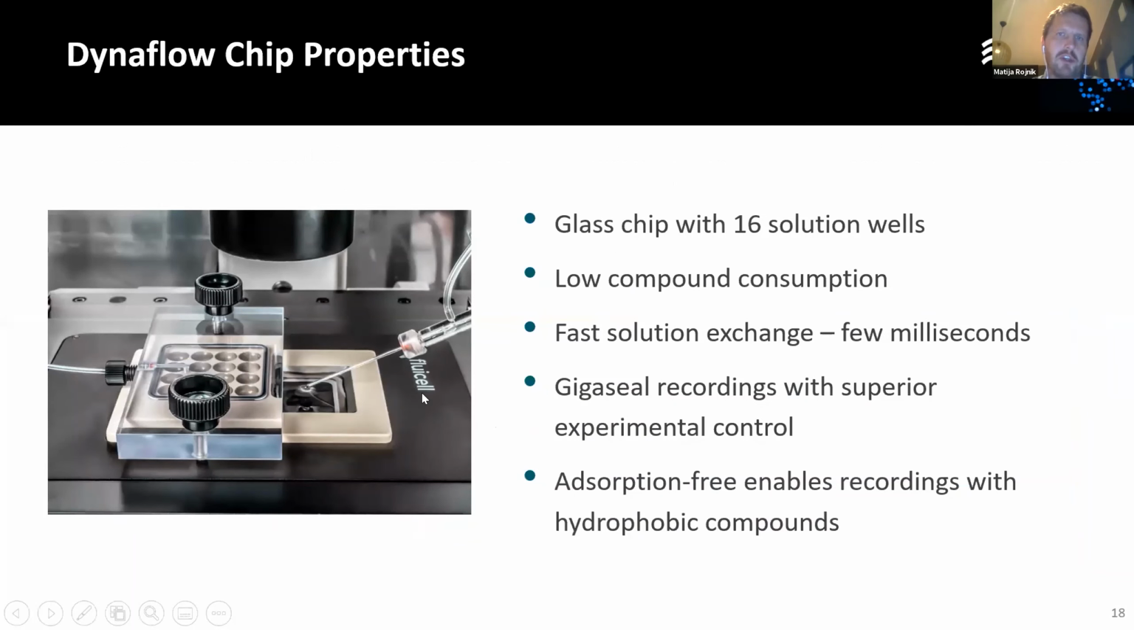Another image here. It's a glass chip with 16 solutions. Similarly to Biopen, it has a very low compound consumption. It has a very fast solution rate, because you place a cell next to 16 channels that are flowing out in a laminar flow, and then the stage switches between each channel. I think this will also be described in more detail by Professor Jedermark.